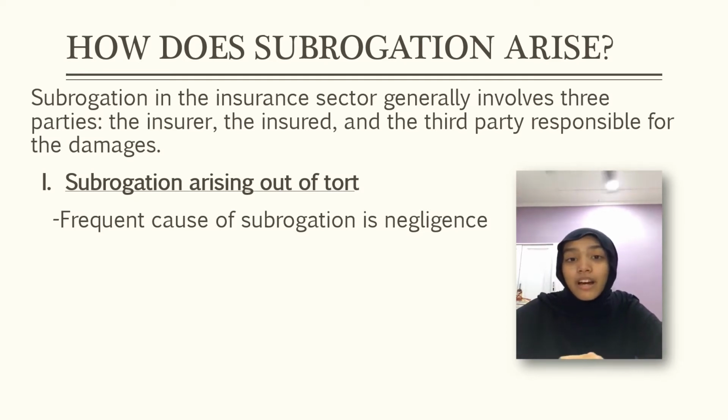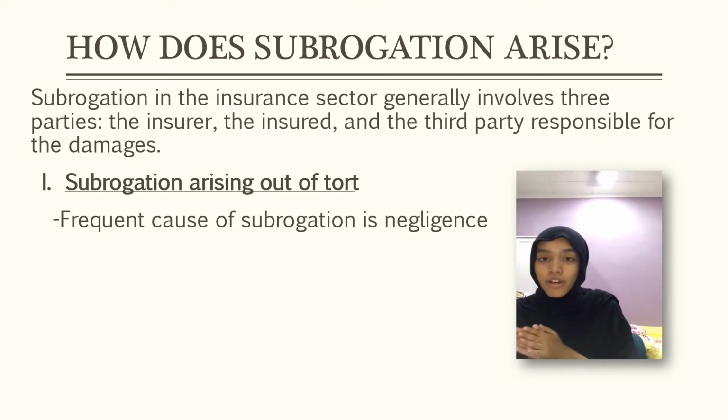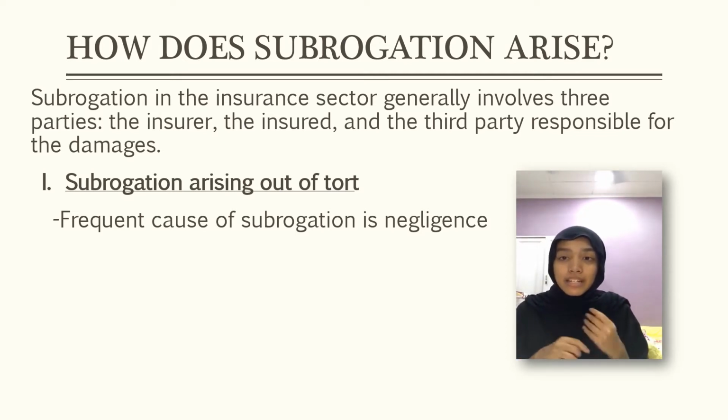Number 1. Subrogation arising out of tort. A frequent cause of subrogation is negligence. An example of subrogation out of tort is negligence: a car driven by Mr. A was hit by another car driven negligently by Mr. B. Mr. A claimed the loss under his motor insurance, which subsequently exercised Mr. A's right against Mr. B.